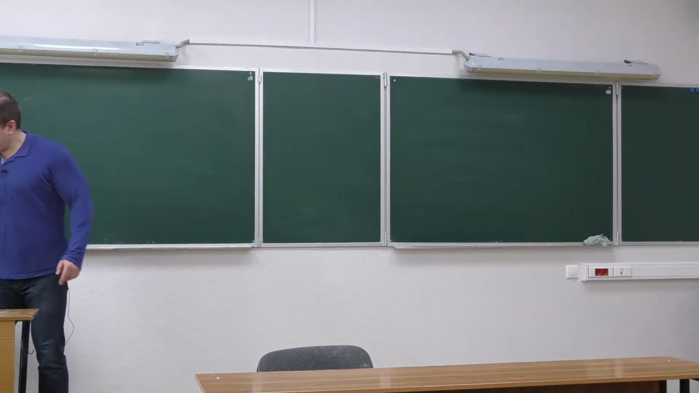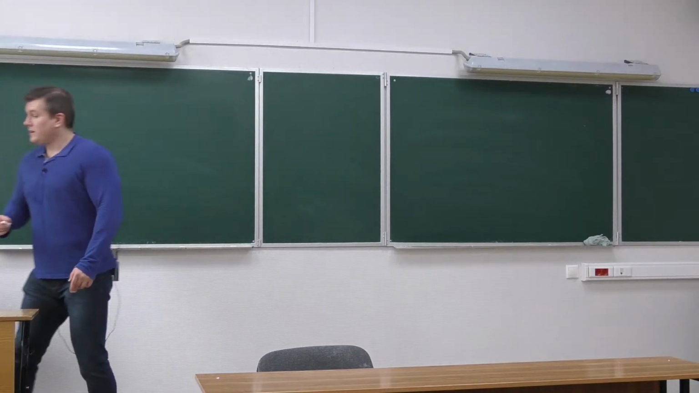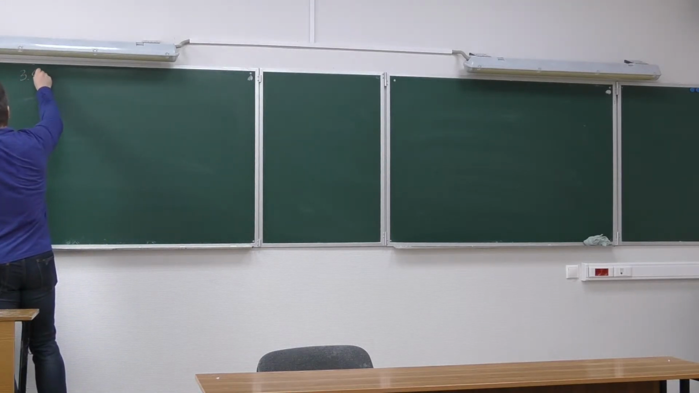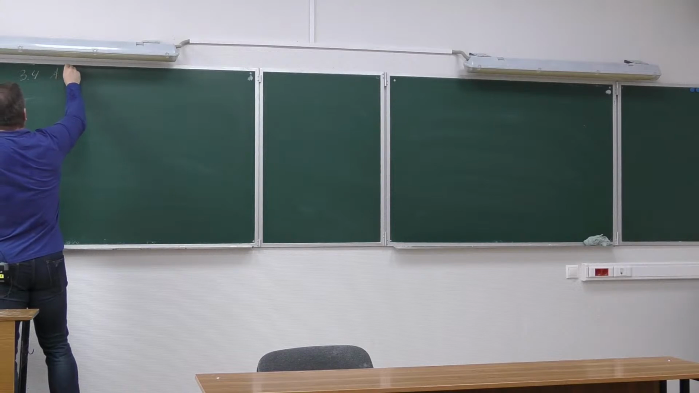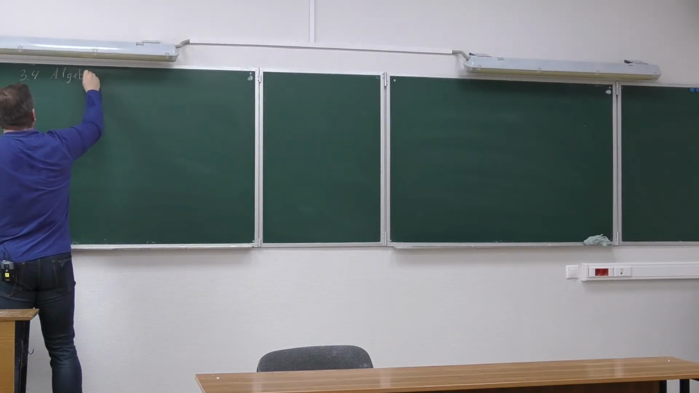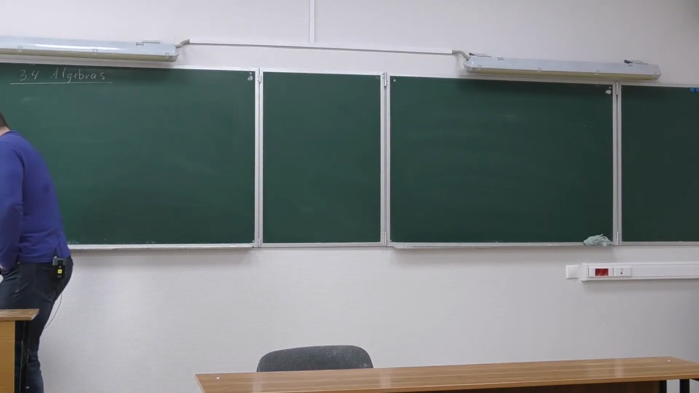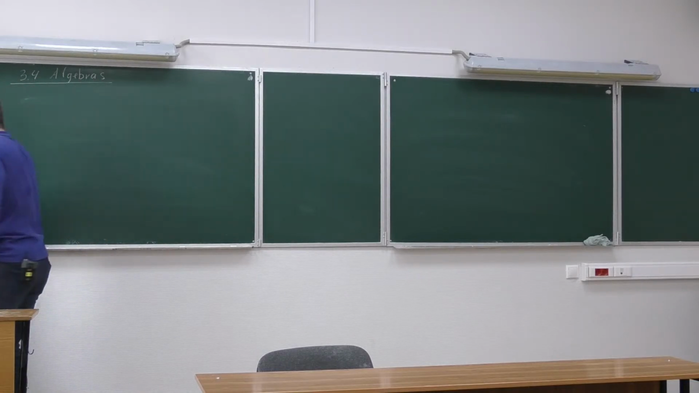Okay, so there is one more section in the chapter about the tensor product. So the section, if I remember correctly, 3.4, algebras. So what's an algebra in general? So, definition.